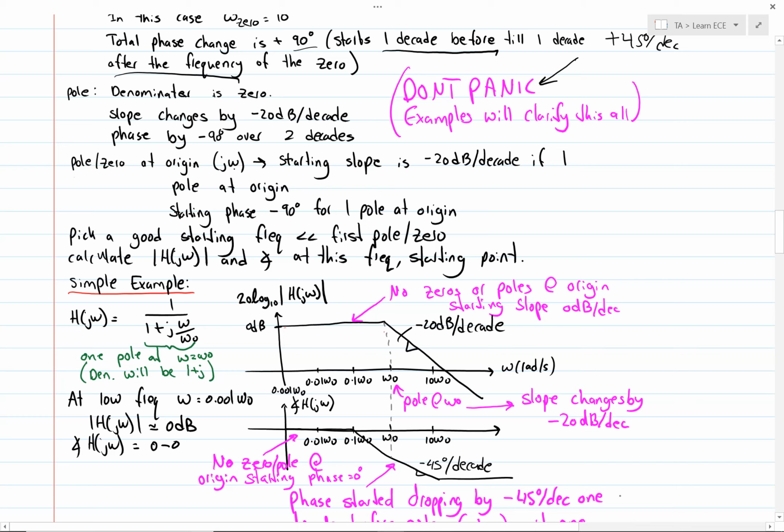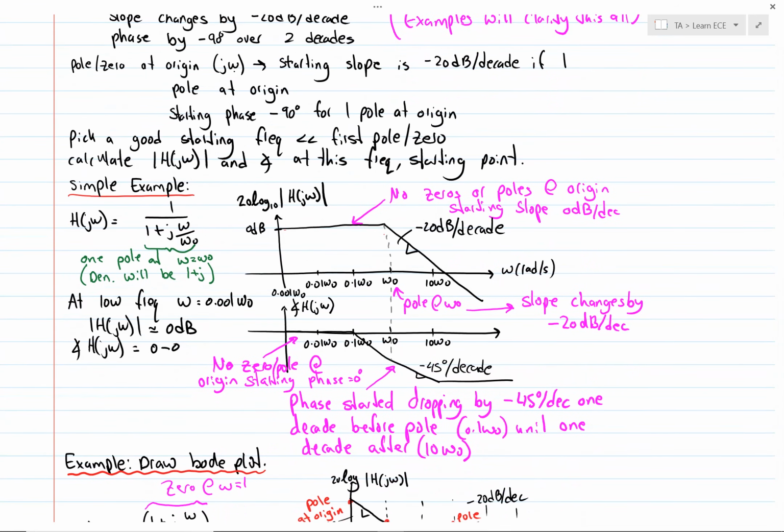Okay. If you have a pole or 0 at the origin, that just determines the starting slope of your Bode plot, because we never go down to 0 frequency because we're plotting it on semi-log scale. We'll never get to 0. So all this does is just determine what is the starting slope of your plot. So if you had 1 0 at the origin, for example, you would start at plus 20 dB per decade. If you had 1 pole at the origin, you would start at minus 20 dB per decade. 2 poles at the origin, minus 40 dB, and so on. And same thing, the starting phase would be minus 90 for 1 pole at the origin, minus 180 for 2 poles at the origin, and so on.